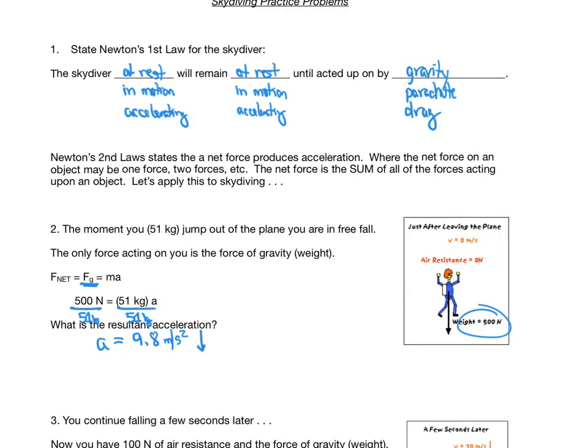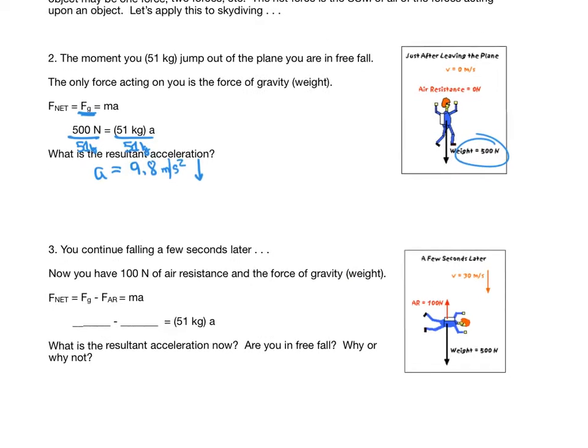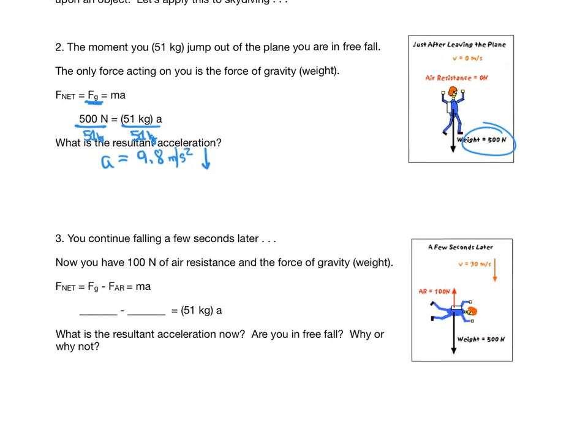All right, keep on rolling, everybody. Let's see, number 3. So we keep falling a few seconds later, and now we have a velocity of 30 meters per second. But now there's air resistance, right? There's gravity pulling us down at 500. Air resistance has built up to about 100 newtons. So net force here is the combo between gravity and air resistance is going to cause us to accelerate.